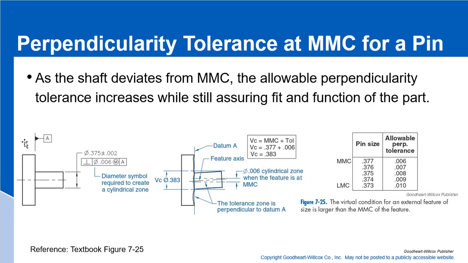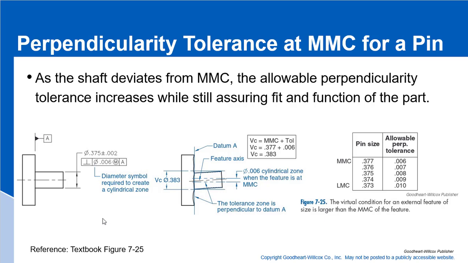In this case we have an orthographic view. We have a plate with a pin sticking out of it. The size tolerance is .375 plus or minus 2 thousandths, and then we have a perpendicularity tolerance of 6 thousandths applied at MMC to datum A. In this case we're going to need the diameter symbol for this. So what does this mean?